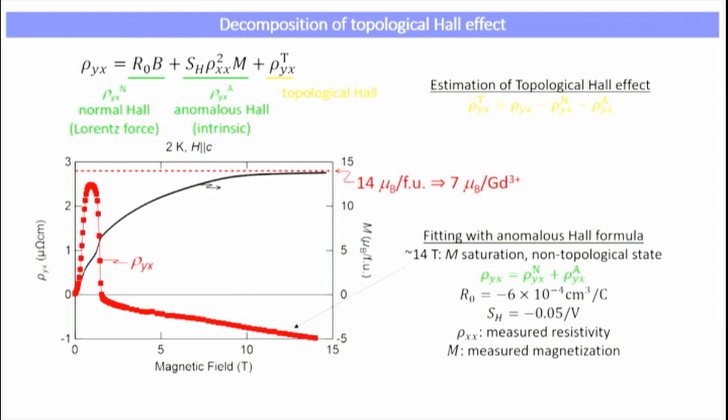Looking at the magnetization at 14 Tesla, it's almost saturated, and we can safely say that the magnetic structure in this region doesn't have the topological property. So we can fit the Hall resistivity with the first two terms in this area. That's the result we obtained, and we successfully simulated the background for the Hall resistivity. Subtracting this background, we obtain the topological Hall signal, which has magnitude only around the A phase region.